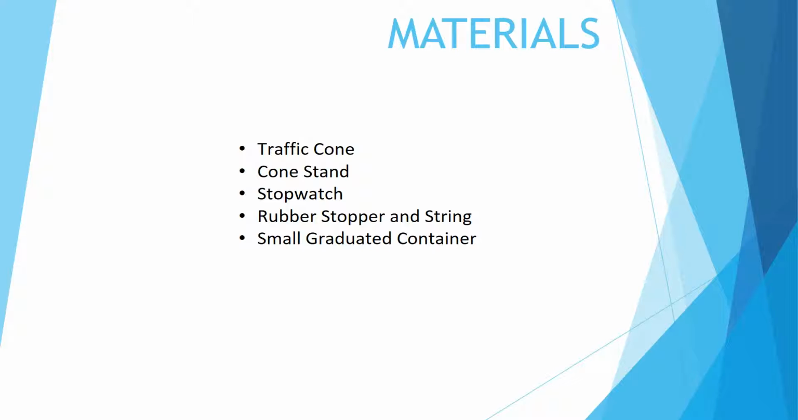The materials used for the design experiment are a traffic cone, which functions as our container, a cone stand, which holds the container above the sink at level condition, a stopwatch used to measure the time to drain the container, a rubber stopper and string, which are used to plug the container to hold water and is removed to start the flow, and a small graduated container measuring the amount of fluid poured into the container as well as the fluid left over after draining.